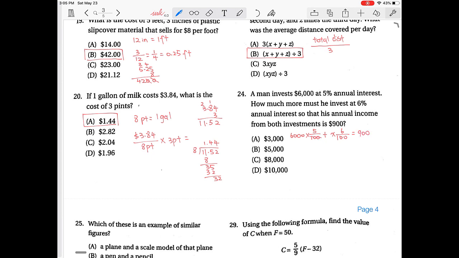Simplifying the first term, here we have 300 plus 6 over 100 X is equal to 900. So 6 over 100 X is equal to 600. And X is equal to 600 times 100 over 6, and that would become 10,000. That's option Delta.